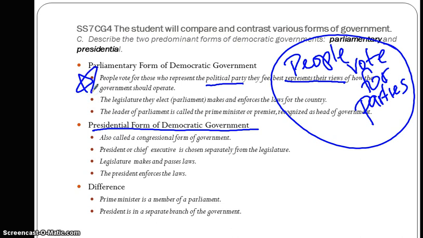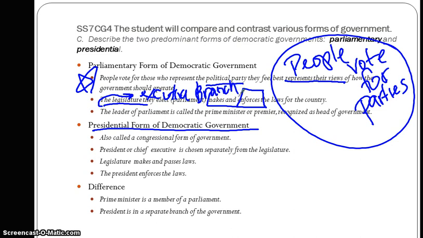All right, the legislature they elect, the parliament, makes and enforces the law. So they have a legislature, it makes and enforces the law. Okay? I thought you said that was the executive branch that enforces the law. Well, it is, but in this case, the legislature is the executive branch. I know, it gets a little confusing, doesn't it? The legislature is the executive branch.